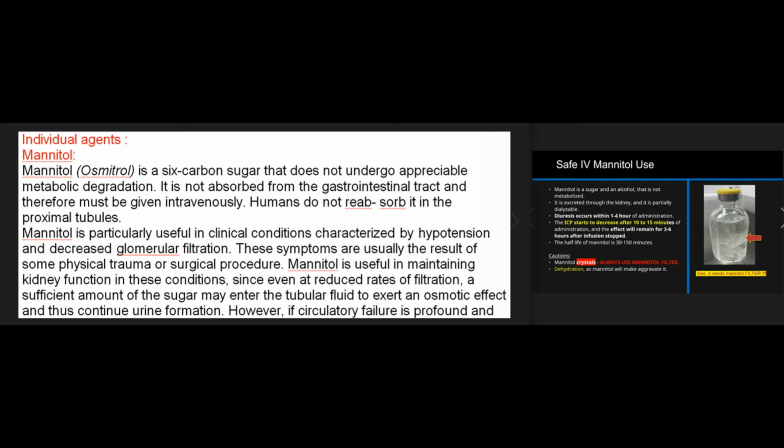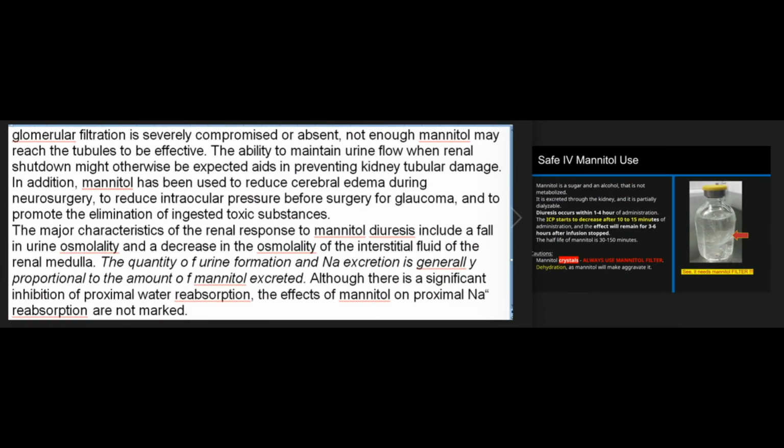However, if circulatory failure is profound and glomerular filtration is severely compromised or absent, not enough mannitol may reach the tubules to be effective. The ability to maintain urine flow when renal shutdown might otherwise be expected aids in preventing kidney tubular damage. In addition, mannitol has been used to reduce cerebral edema during neurosurgery, to reduce intraocular pressure before surgery for glaucoma, and to promote the elimination of ingested toxic substances.